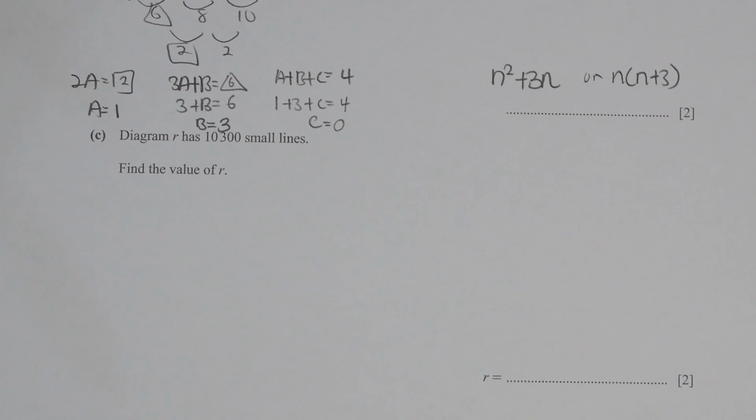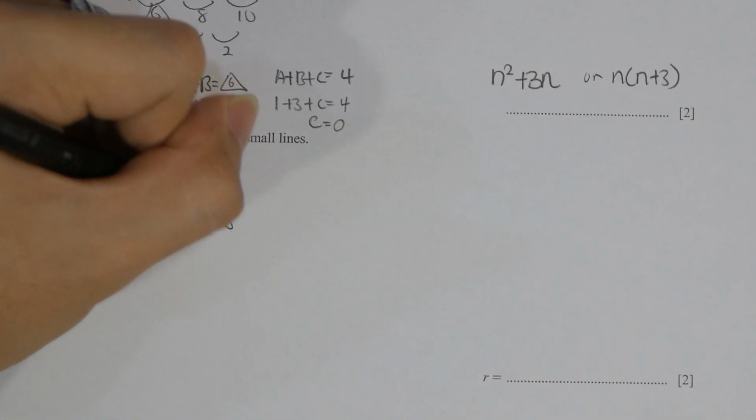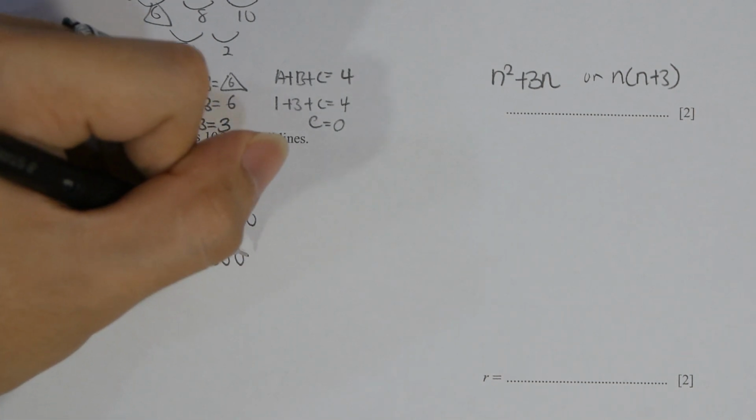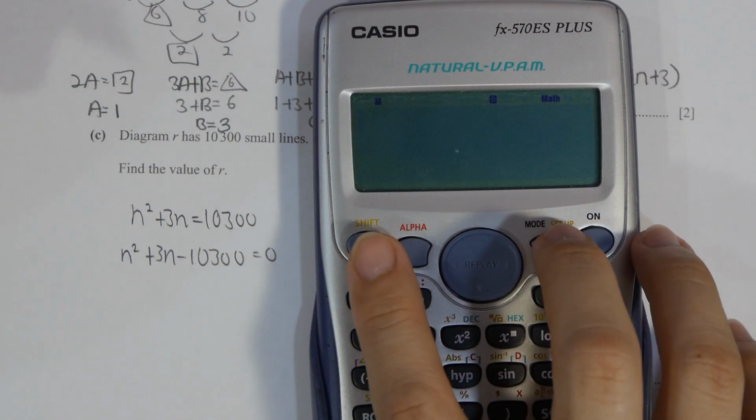Okay, C. Use the formula that you've gotten earlier, okay, and let it equal 10,300. Run the calculation, you will get your n as 100. So R's value, which is 100 here.